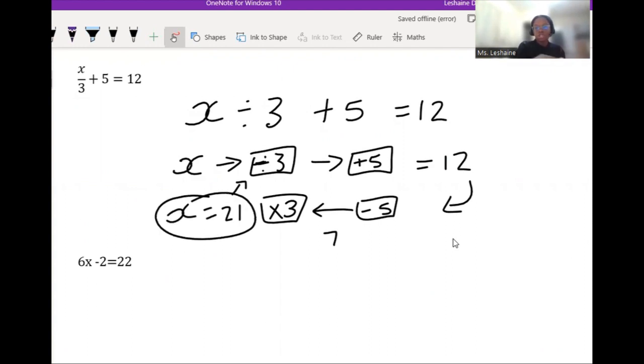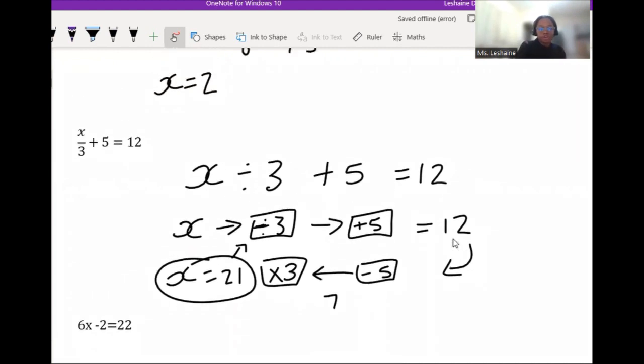Now let's go ahead and check that answer. Now if I have x over 3 plus 5 equals 12, let's substitute 21 in to see if it will work out. So I have 21 over 3 plus 5. Now we know that 21 divided by 3 is equal to 7. So 7 plus 5 indeed gives us back our 12. All right, so we are correct.